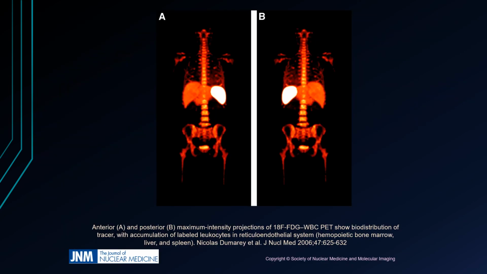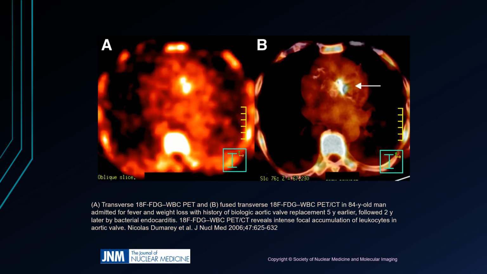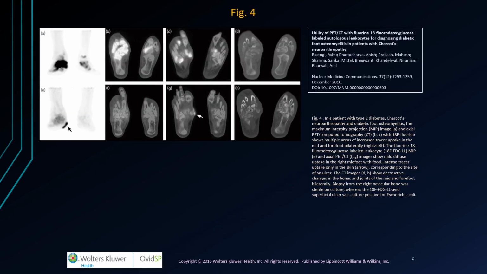This is actually FDG labeled WBCs. So it looks like a white blood cell scan, except the white blood cells are just labeled with FDG. It's not a very difficult procedure to do. And again, what we see in this case is basically a white blood cell scan on PET labeled with FDG, and we can see there's focal uptake in this case, which shows that this is indeed a bacterial endocarditis.